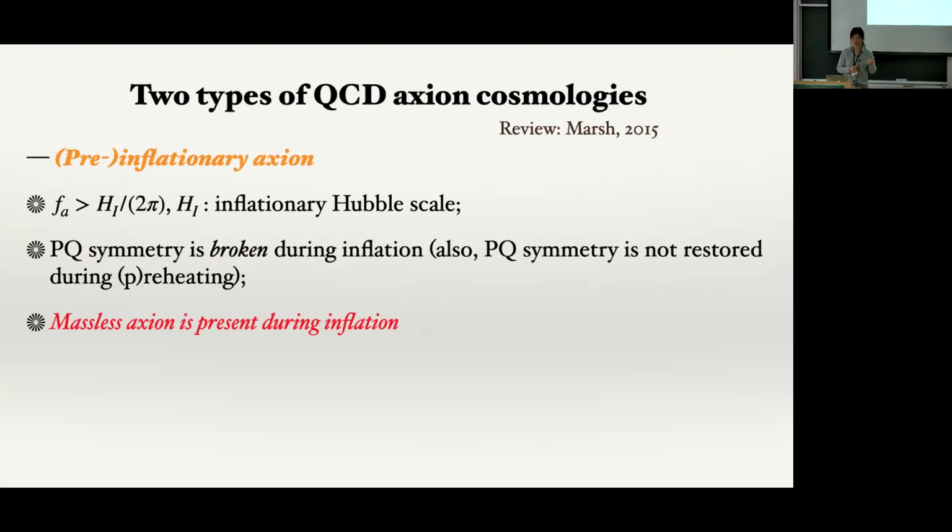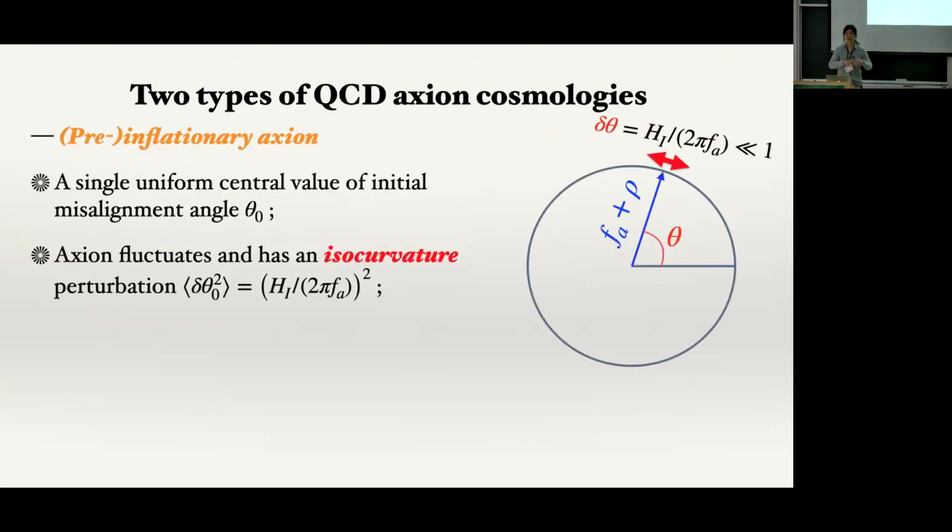The first is the so-called pre-inflation axion. In this case, the axion decay constant is above the inflation Hubble scale. PQ symmetry is broken during inflation and is not restored during preheating or reheating immediately after inflation. The defining feature of the pre-inflation axion is that you have an additional massless degree of freedom during inflation. That's the axion. Since exponential expansion stretches each Hubble patch with a unique initial misalignment angle, our own Hubble patch will have a single uniform central value of the initial misalignment angle, theta 0, which is a free parameter.